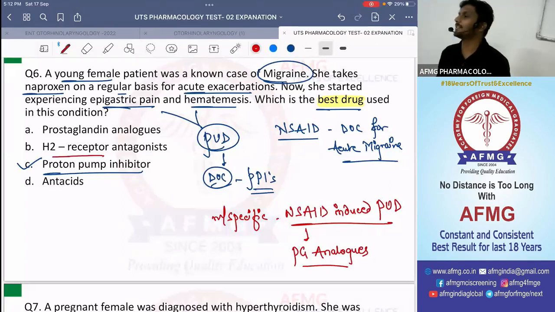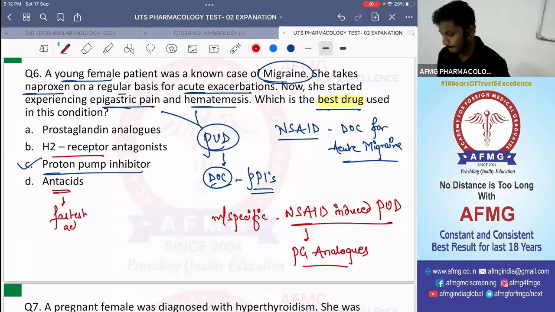H2 receptor antagonists, which were given earlier, were drugs like cimetidine and ranitidine, but nowadays ranitidine is banned. You can give the others, but the problem is they are not commonly used nowadays. Okay? PPIs are better drugs to be given. And antacids are usually aluminium hydroxide or magnesium hydroxide like drugs, and antacids are an important punchline. If they ask for the fastest acting drugs for PUD, the answer is antacids.